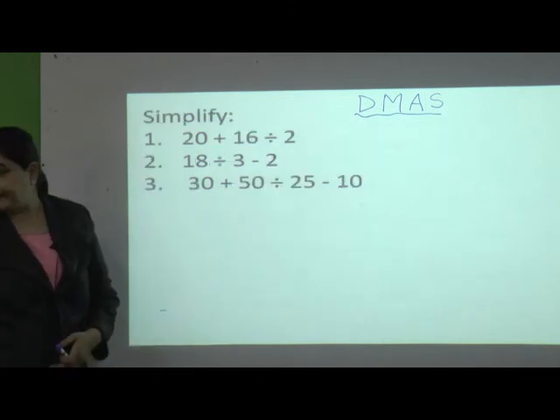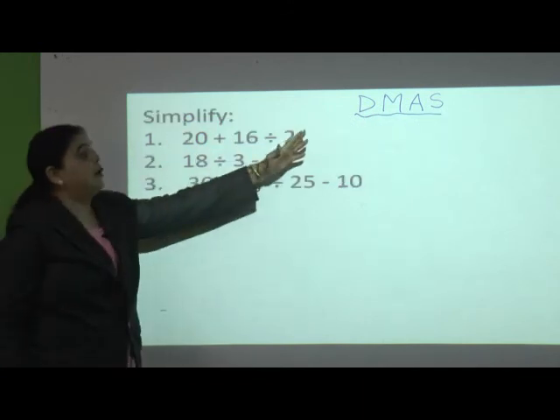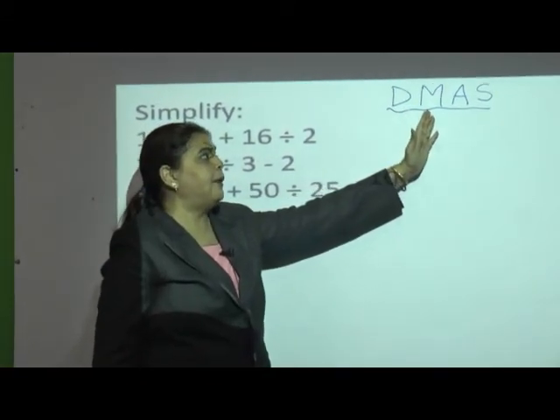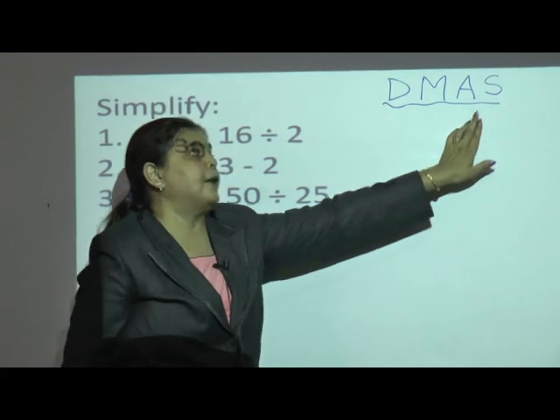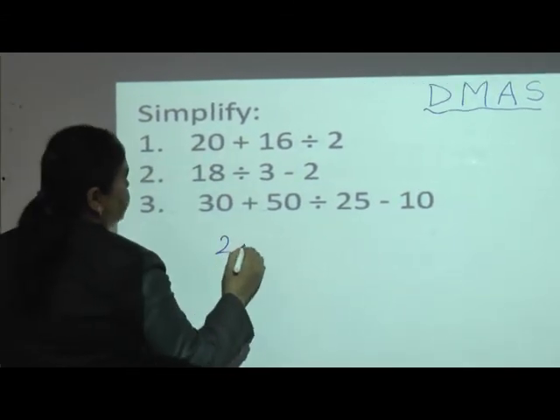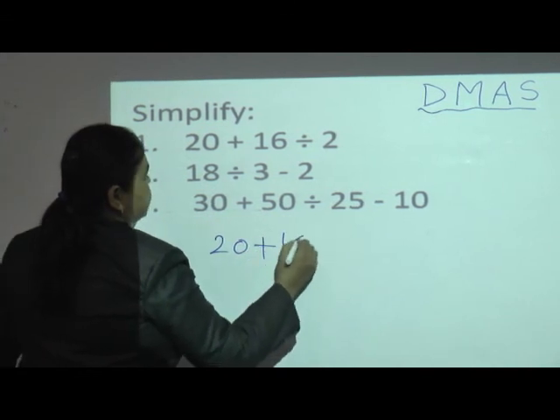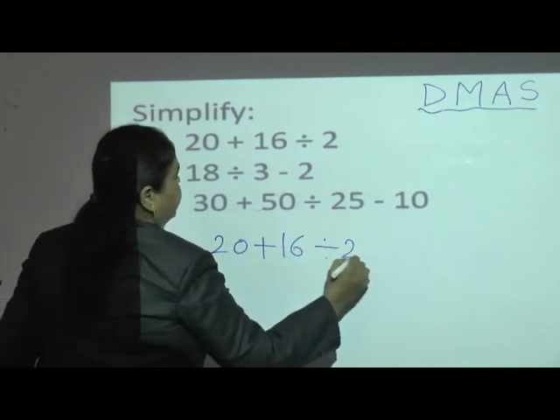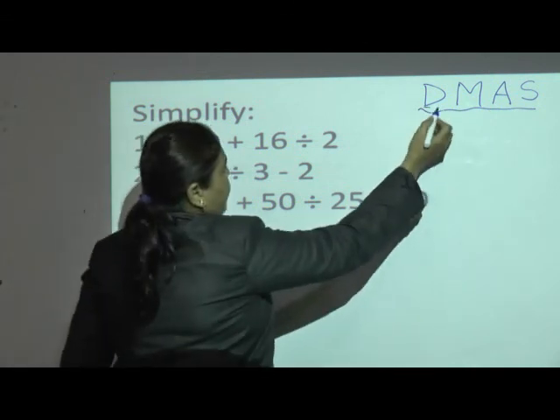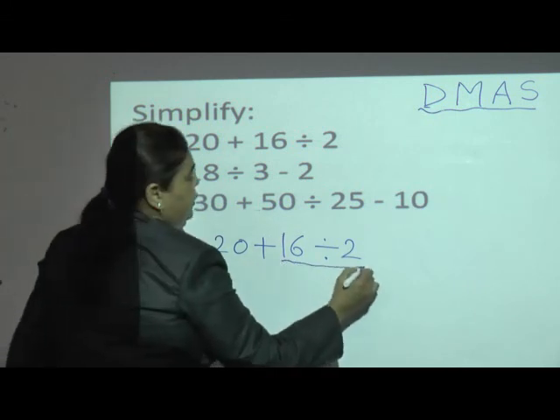Now we will do the simplification. Simple. Again I am going for DMAS, division, multiplication, addition and subtraction. Now we will solve one example here, which is given as 20 plus 16 divided by 2. Can anybody say which type of operation we have to do first? Yes, you are right. First we have to go for division. So I will solve this.